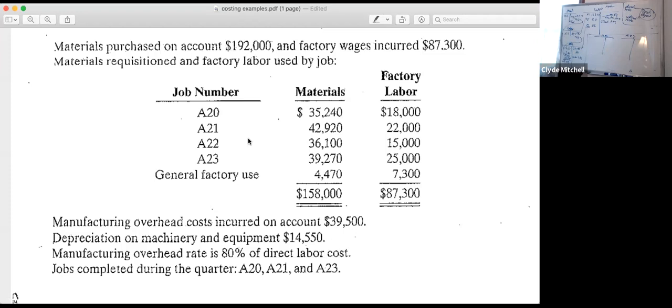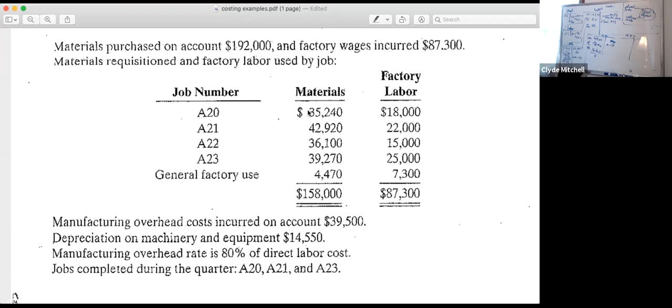Right, so let's go and look at A20. The materials for A20 is 35.24. Labor is 18. And then our overhead. What will that be? 80% of the 18. So if we take 80% of the 18, we get 14.40. That total is obviously going to get transferred to finished goods because it has been completed.